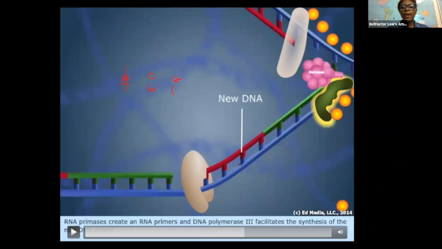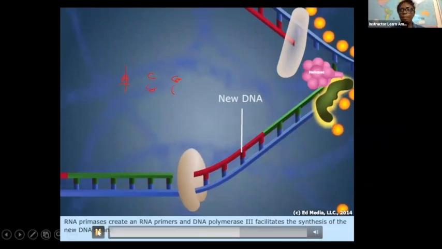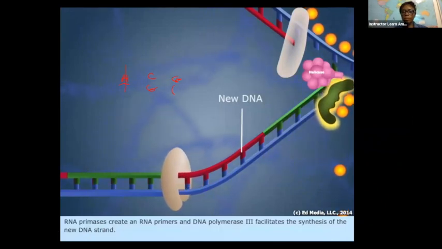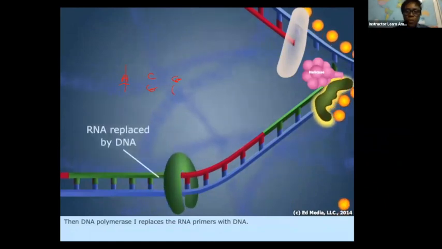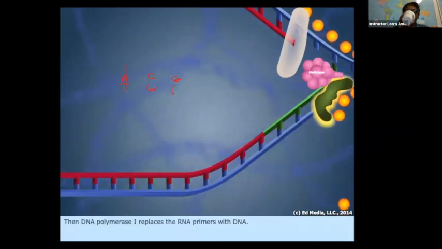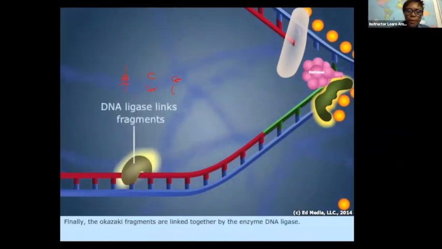You'll end up with two identical strands of DNA where we started with one strand. The enzyme allowed the DNA to split, and on the opposite side new strands came in, ending with two identical DNA strands. DNA polymerase 1 replaces the RNA primers with DNA. Finally, the Okazaki fragments are linked together by the enzyme DNA ligase.